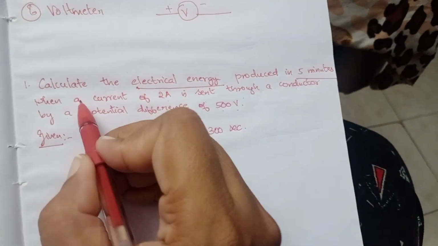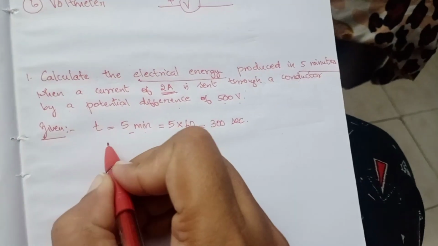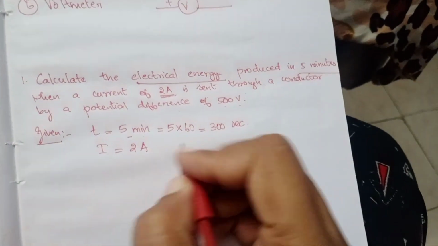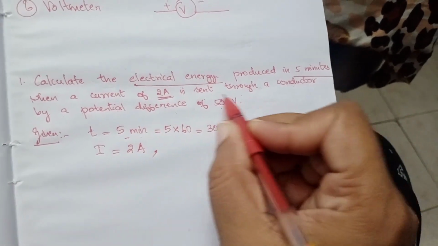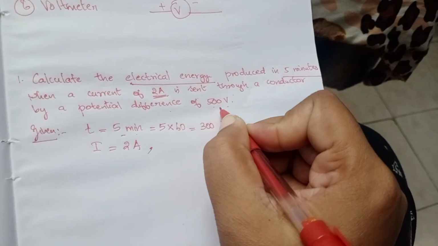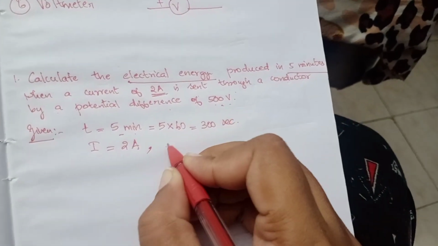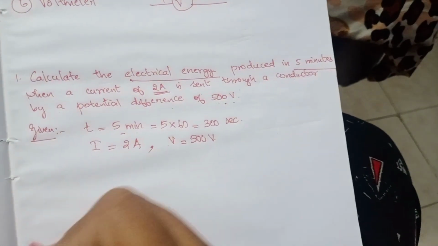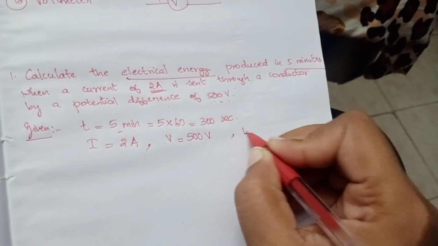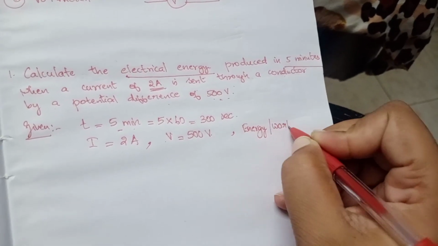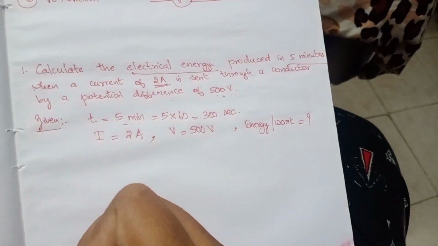When a current of 2 amps, so the next data given is current. So I is equal to 2 amp, and it is sent through a conductor by a potential difference of 500 volt. So the potential difference value is given, so we can write V is equal to 500 volt. What you need to find out is the value for energy. Energy is also called work.